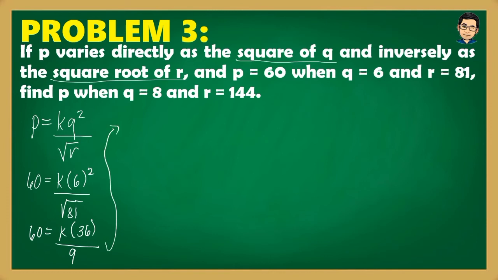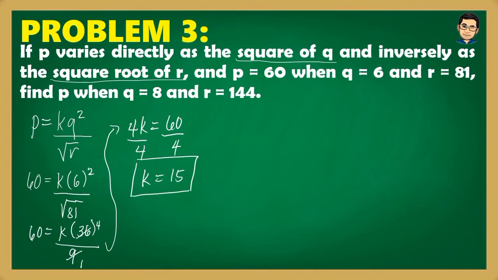Next, pwede tayong mag-simplify. So yung 36 tsaka 9, common factor nila is 9. So yung 9 magiging 1, yung 36 magiging 4. So magiging 4k is equal to 60. And then we divide both sides now by 4. Therefore, the value of k is 15.